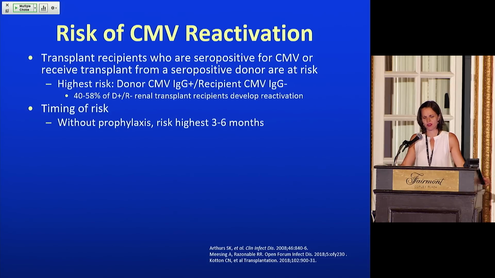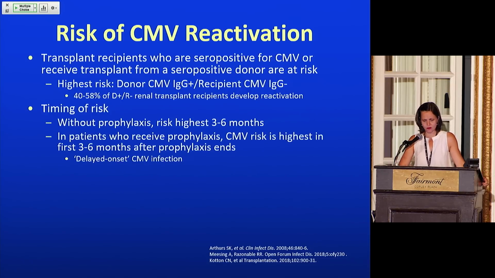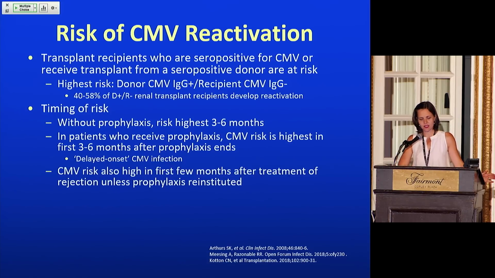The timing of the risk without prophylaxis is highest in the first 3 to 6 months, but in people who get prophylaxis, the CMV risk is going to be highest in the first 3 to 6 months after the prophylaxis ends. So it pushes it out, but it also reduces the overall rate of development of CMV infection. If you give prophylaxis for 6 months, then the number of people who develop that complication after the 6 months ends is fewer than if you didn't give anything. This is called delayed onset CMV infection. And then you resume CMV risk when you treat people for rejection, you have to remember.